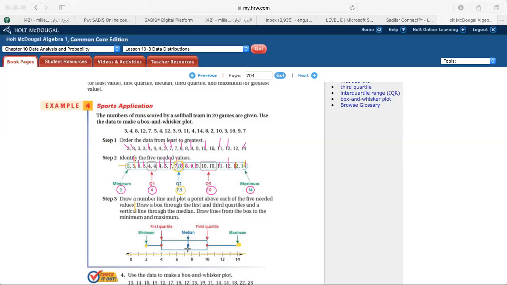Okay, and I will put here the median, which is Q2, the second quartile, over 7.5 because the median here is 7.5. The minimum here is 2, so I will plot a point over 2. The maximum here is 14, so I'm going to plot a point over 14. The median here, which is Q2, is 7.5, so I'm going to plot a point over 7.5. They are all on the same line, girls.